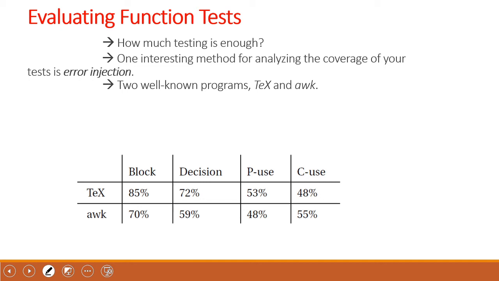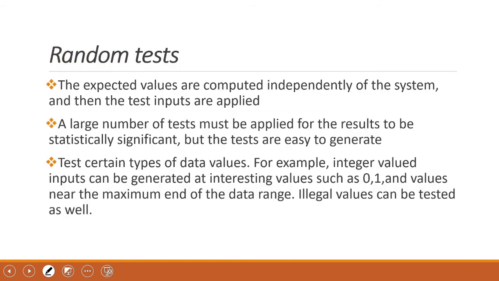For example, if you go for TEXT, block testing must be 85%, decision testing must be 72%, p-use, which is predicted use, and data flow. The first two are for control flow, the second two are for data flow. Predicted use 53%, computational use 48%. If this is the range of testing, then we take TEXT. AVAC testing means 70, 59, 48 and 55. If this amount of testing is enough, we say so according to the researchers or the published journal paper. Thank you. Again, we'll have a recap of our testing.